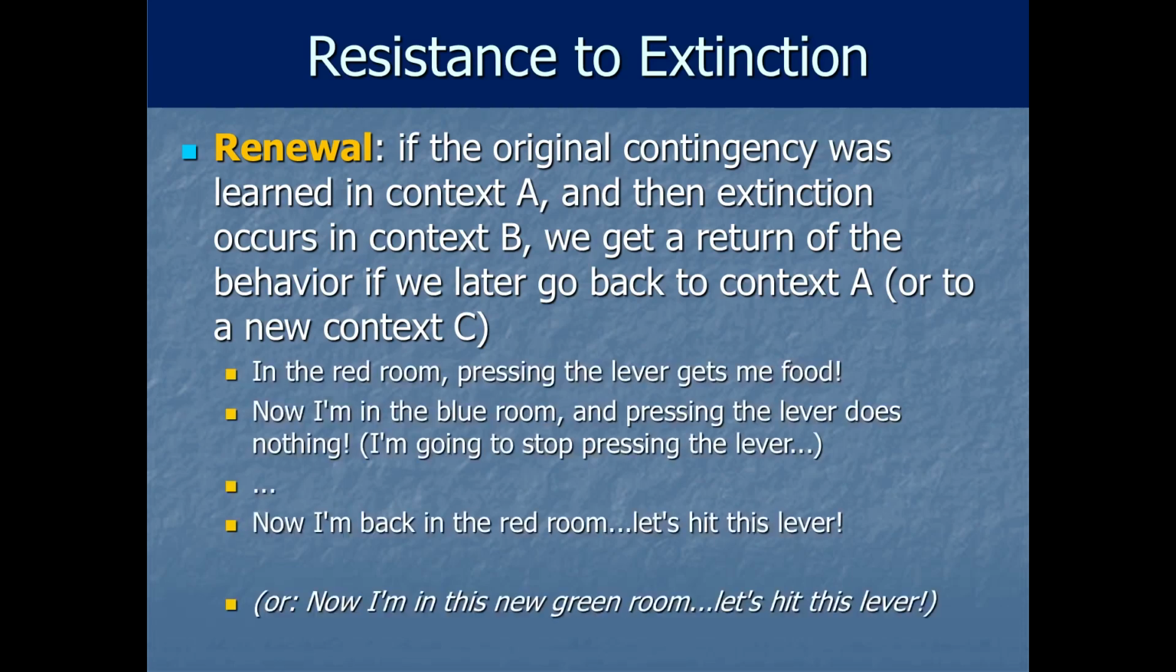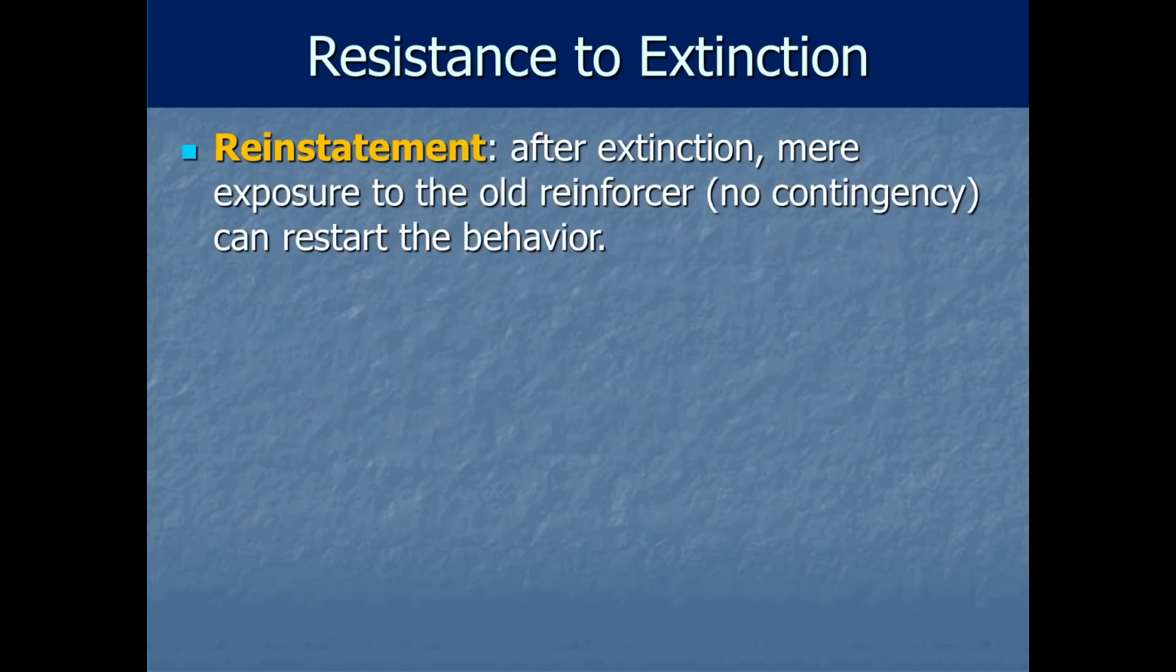So basically, you could think of it like in the red room, pressing the lever gets me food. They really learn that. Then we take them to the blue room. Now I'm in the blue room, pressing the lever does nothing. I'm going to stop pressing the lever. That's extinction. Now we'll keep extinction going. The lever doesn't start again, but just by bringing them back to the red room, the rat might start hitting the lever again. Or bring them to a new green room, they'll start hitting the lever.